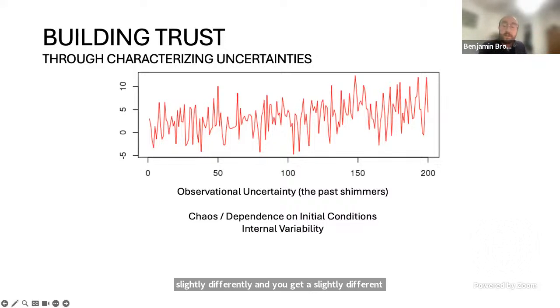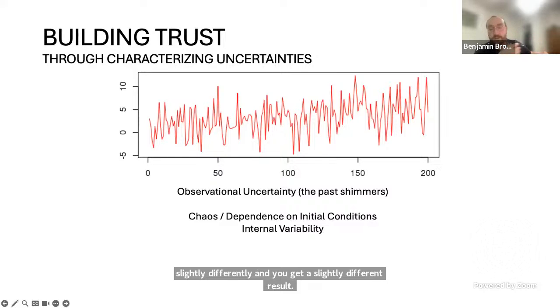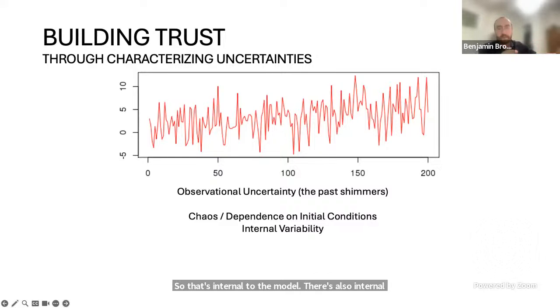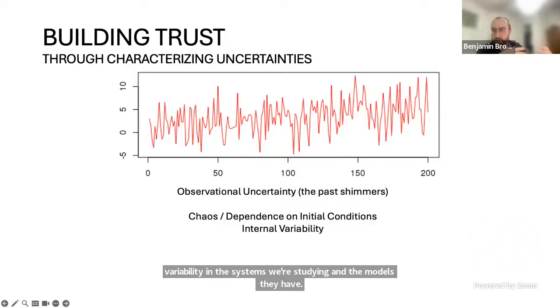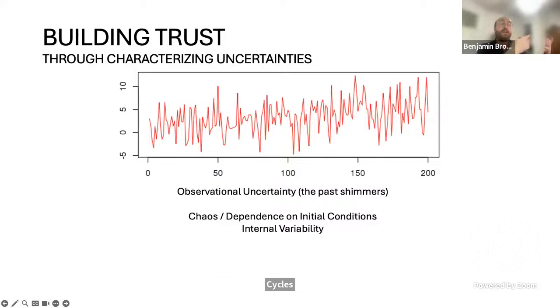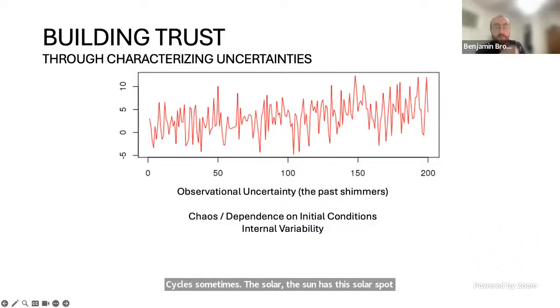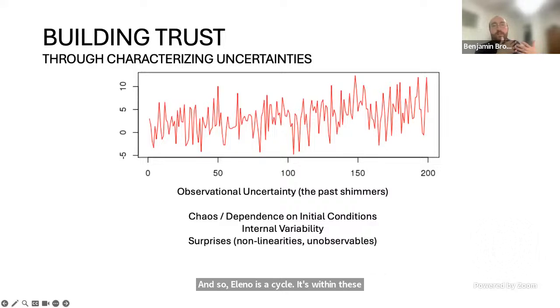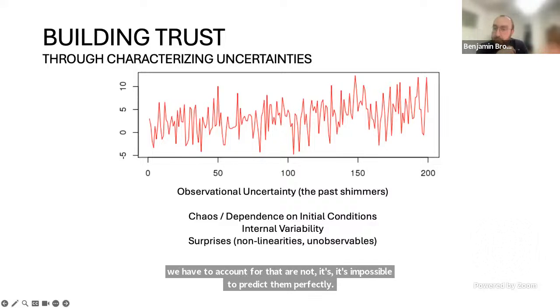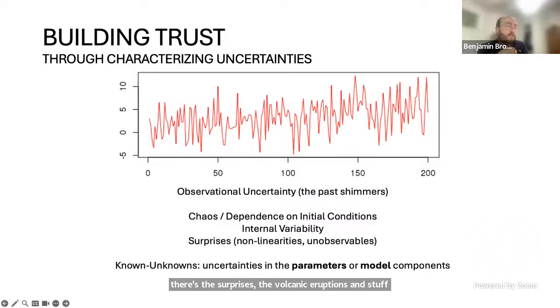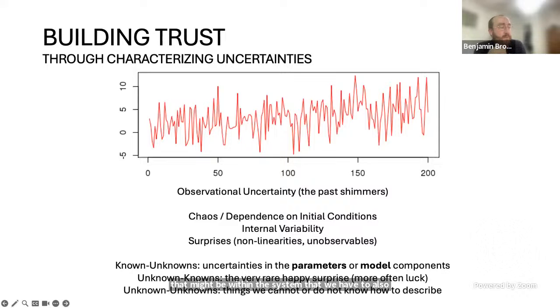There's also internal variability in the systems we're studying and in the models. They have cycles sometimes. The sun has this sunspot cycle, that has to be incorporated. And so El Nino is a cycle that's within these systems that we have to account for, and it's impossible to predict them perfectly. There's going to be a bit of randomness there. And then there's the surprises, the volcanic eruptions and stuff that might be within the system that we have to also account for.